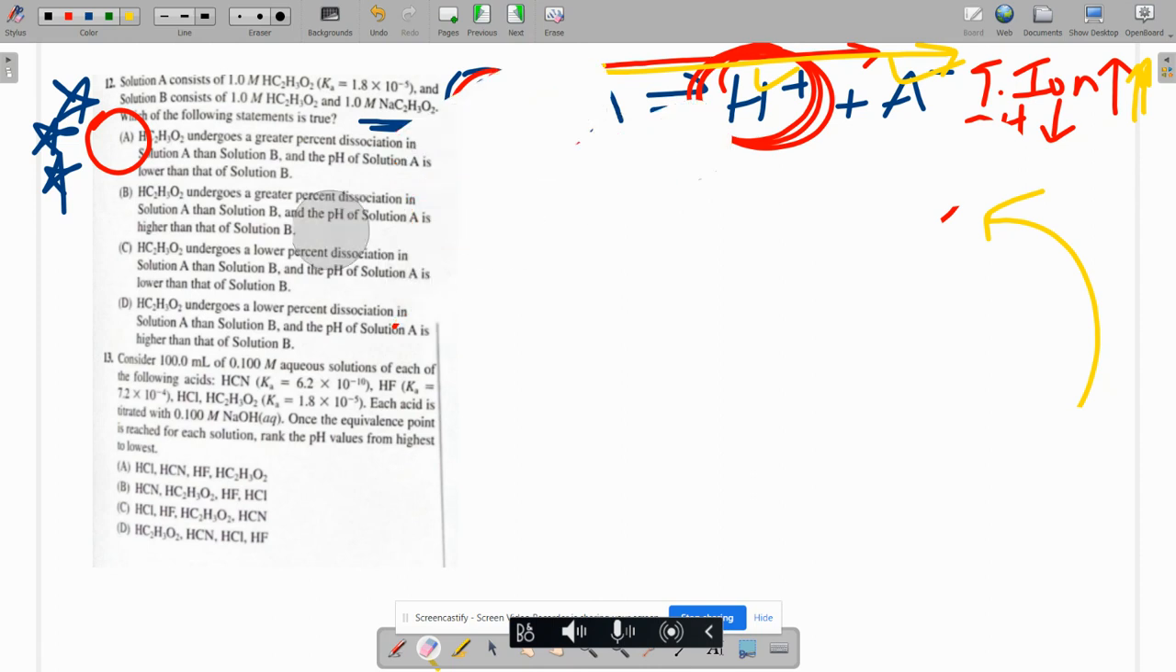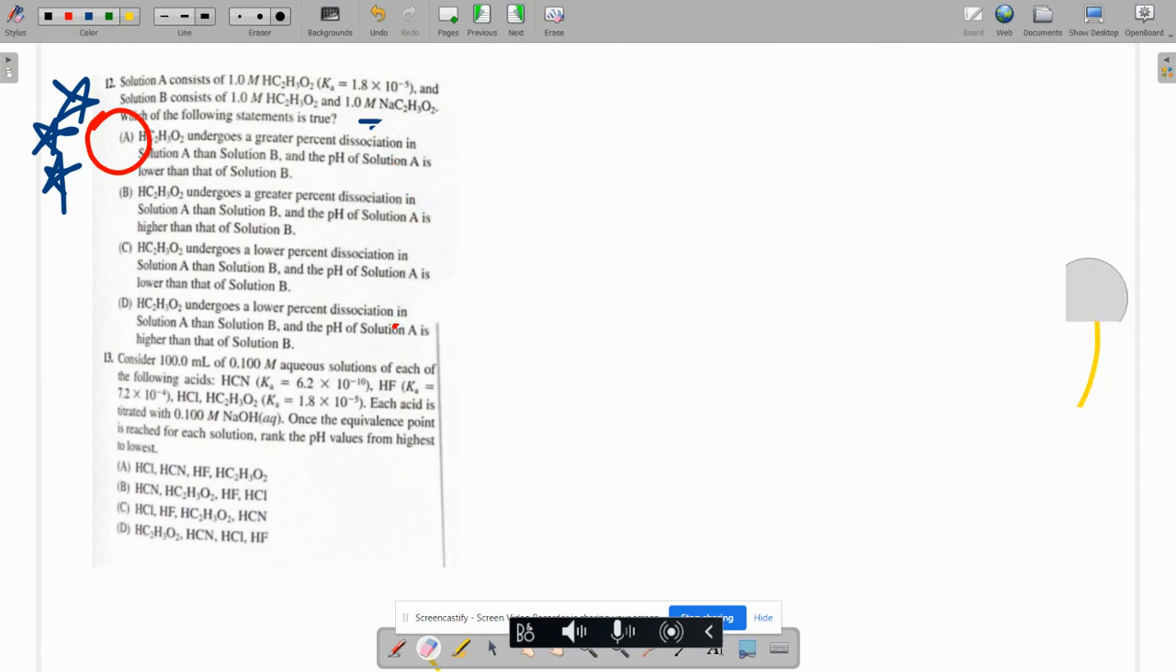Okay, how about number 13? All right, 13, really good question. It says consider 100 milliliters of 0.1 molar aqueous solutions of each of the following acids. So you've got HCN, HF, HCl, and acetic acid. Each acid is titrated with NaOH. Once the equivalence points are reached for each solution, rank the pH values from highest to lowest.